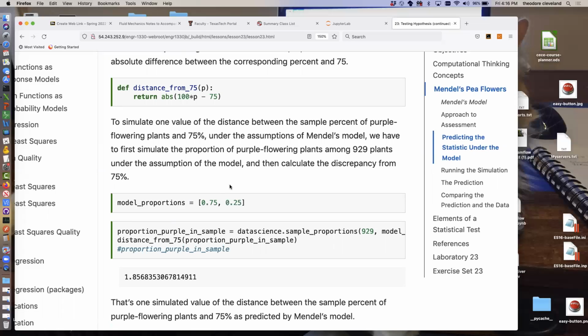What type of data structure is model underscore proportions? A list. Excellent. The contents of that list are what type of data? Floats. Good. You're done. Class is over for you. You can leave.